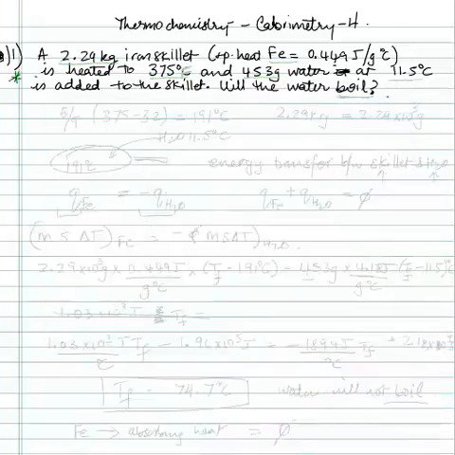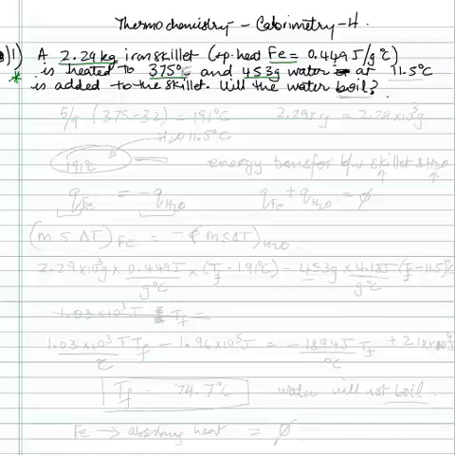So here's another problem on calorimetry. This is a little bit different now. Here it says that we have a 2.29 kilogram iron skillet. The specific heat is given to us and it is heated to 375 degrees Celsius. And then 453 grams of water at 11.5 degrees Celsius is added to the skillet. Will the water boil? That is what the question is.